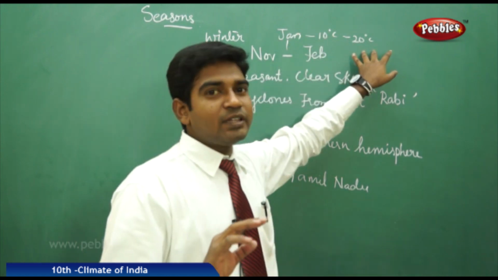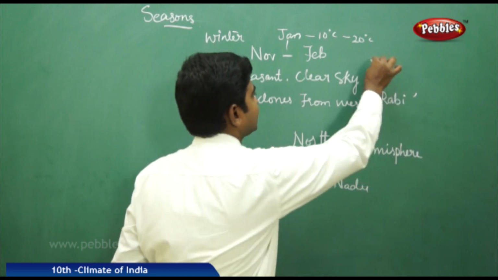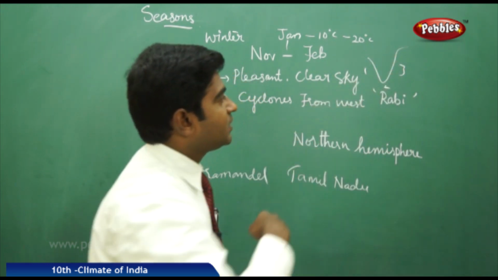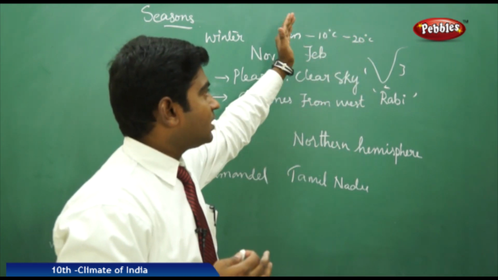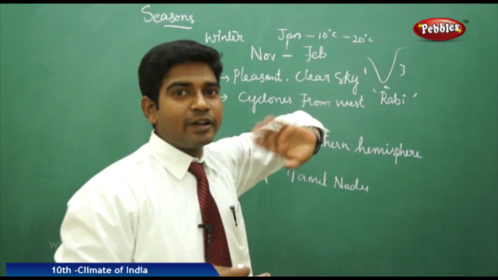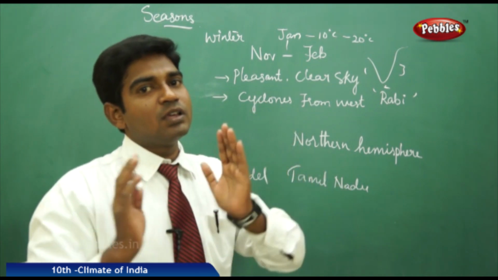But when it comes to South India, as it is a peninsular part, it is covered by water on three sides, so it has a moderate influence. The average temperature would be 20 degrees. When compared to North India, there it has lower temperatures, but in South India it has a moderate climatic condition. Winters are not as severe in South India as in North India.